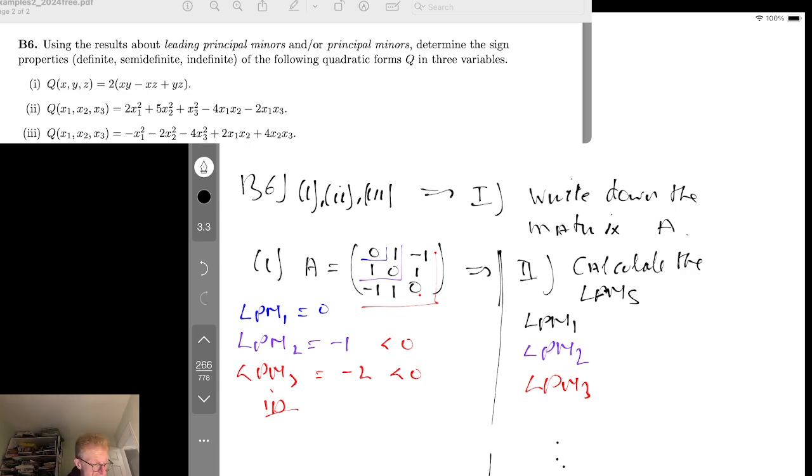So in 2, you do the same. You calculate the LPMs. If LPM 3 is 0, then you need to look at all principal minors of order 2 and all principal minors of order 1 as well, and then classify.